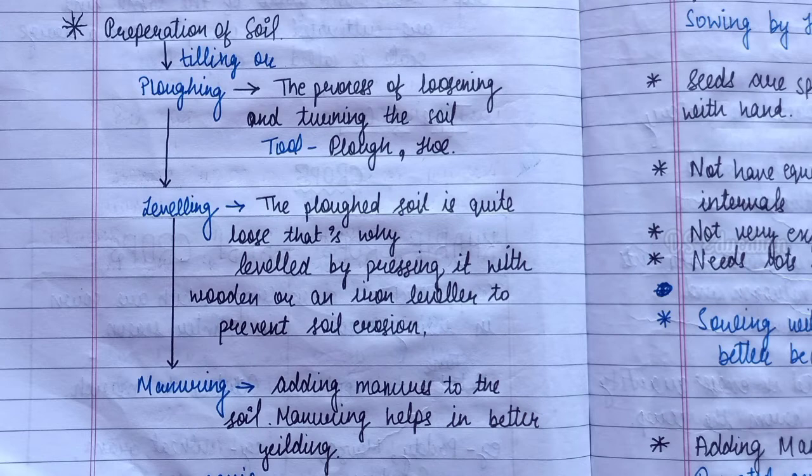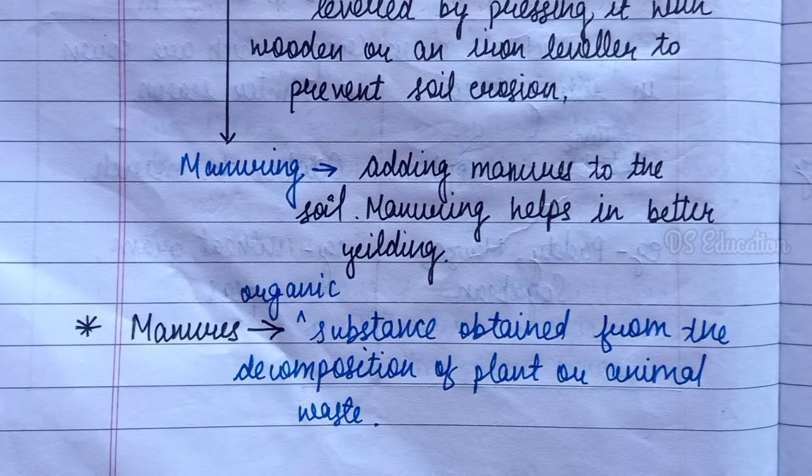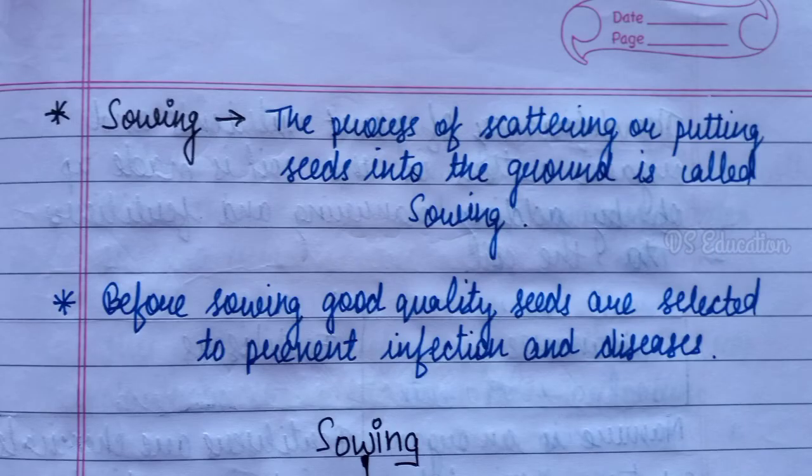Manuring. Adding manures to the soil. Manuring helps in better yielding. Now you may wonder, what is a manure? Manure is an organic substance obtained from the decomposition of plant or animal waste. Now let's see the second step, sowing.